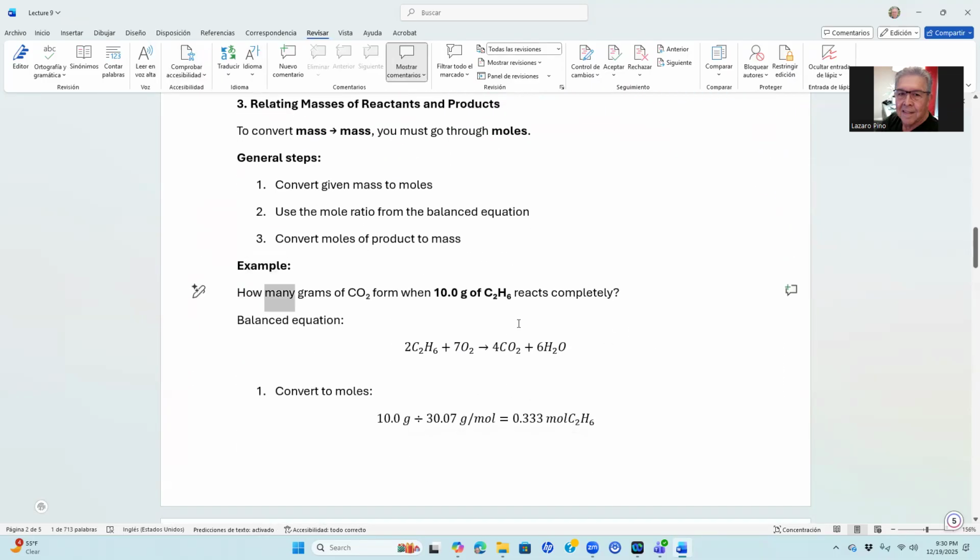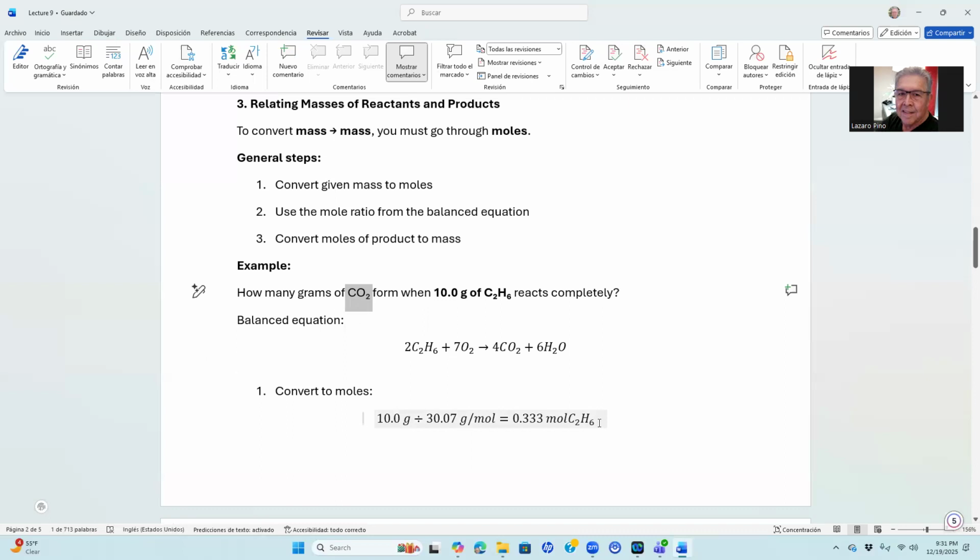Example. How many grams of CO2 form when 10.0 g of C2H6 reacts completely? Balanced equation. Okay, here you have the balanced equation. Then what do you have to do? You have to convert this mass into moles. How? Dividing by the molar mass. And then you get the moles of this compound. But is that what you need? No. They need the grams of CO2.